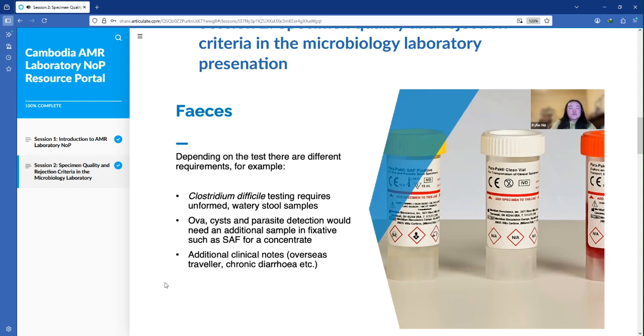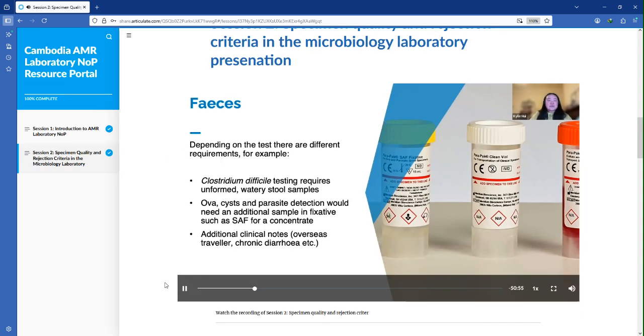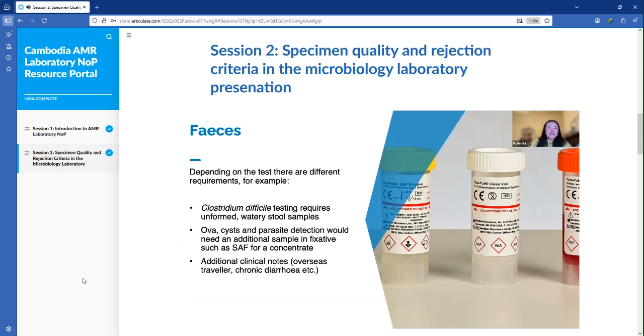If it's a formed stool, it's likely to be rejected due to the unlikelihood of it being positive for Clostridium difficile. Oocyst and parasite detection would need an additional sample in a fixative to preserve the parasites if they are present. This could be an additional pot of the feces in a SAF fixative to create a concentrate.